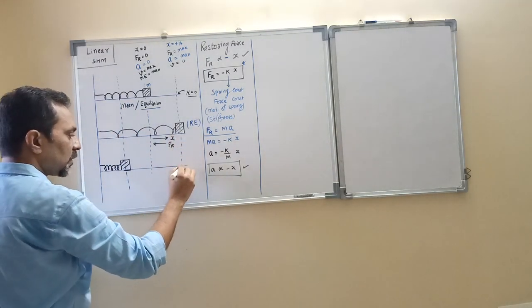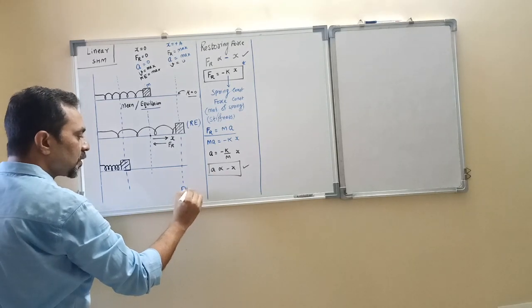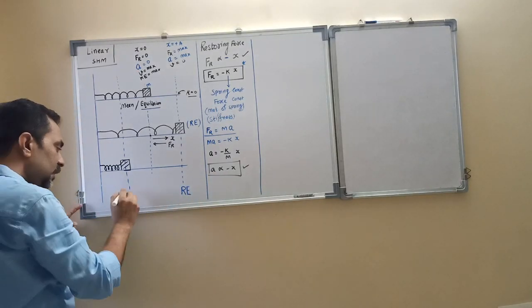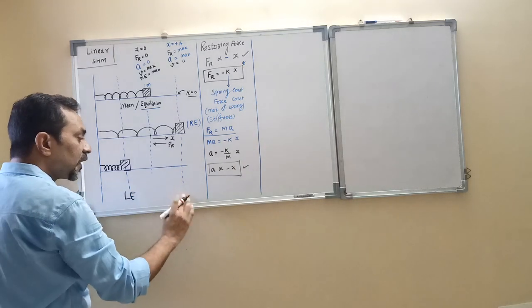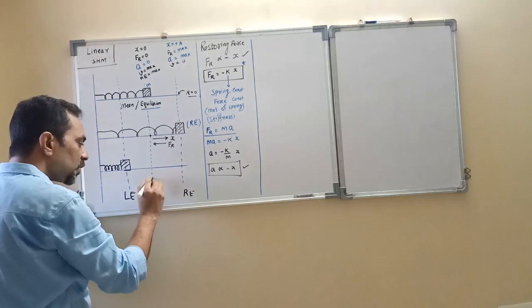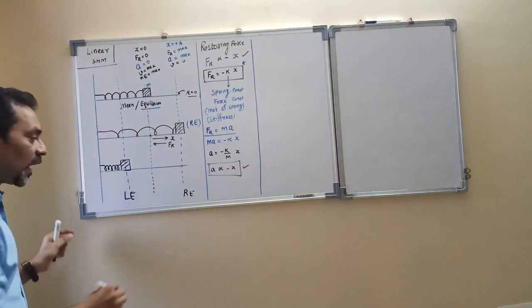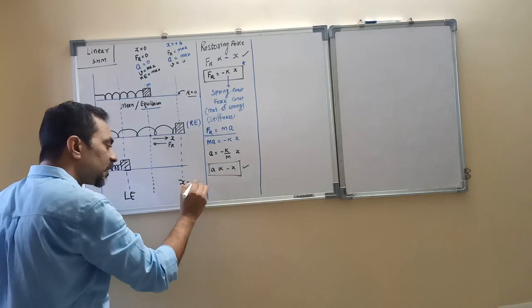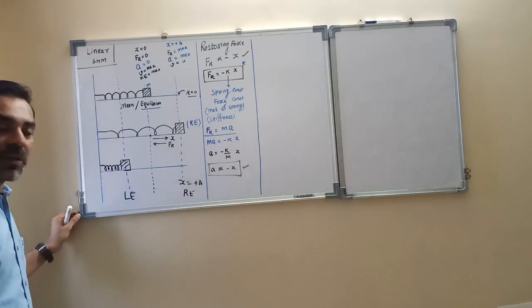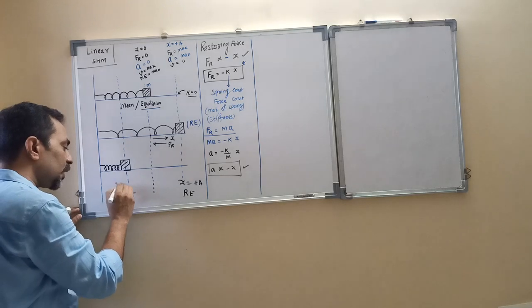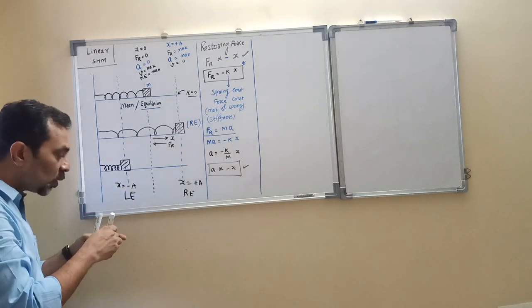This is called right extreme position. Then this is called what? Left extreme position. And we all know this is called what? Mean position. Right extreme position पे मेरा displacement मैंने कितना लिया? Plus है. तो left extreme position पे displacement body का कितना लूंगा मैं? Minus है. This is also going to be amplitude.